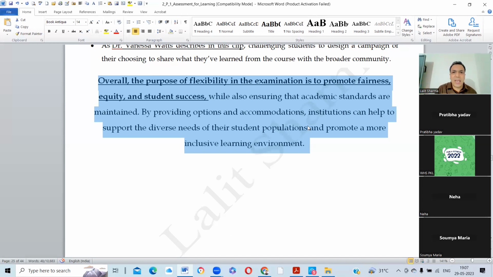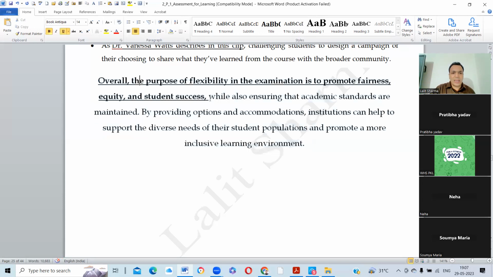3 hour examinations we have to conduct for a normal student. If there is a slow learner having some problem in the hand, learning disorder, then all kinds of students come under the learning disabilities or disadvantaged students, and we have to give extra time to them. This is called the equity. So this is important. Overall, the purpose of flexibility in examination is to promote fairness, equity and student success.